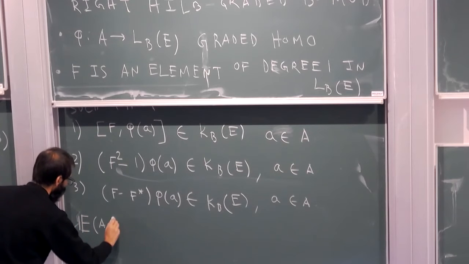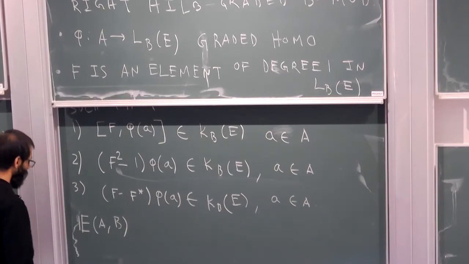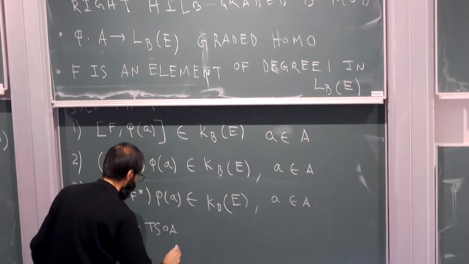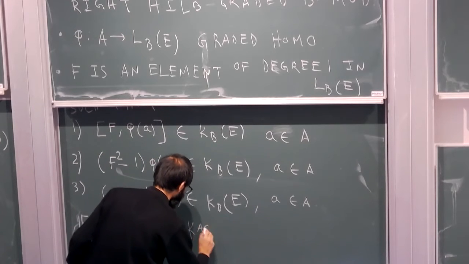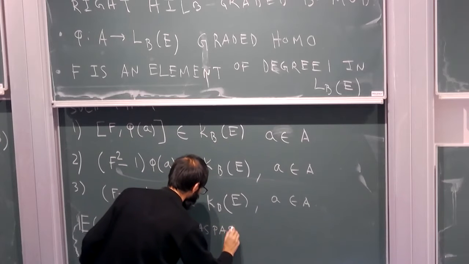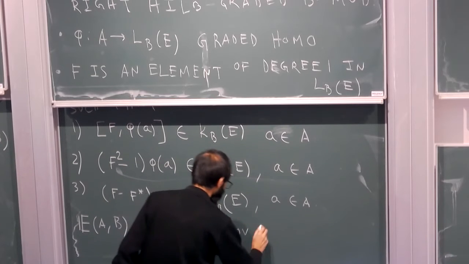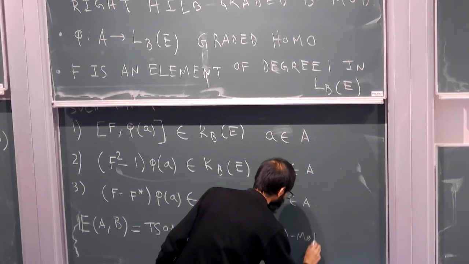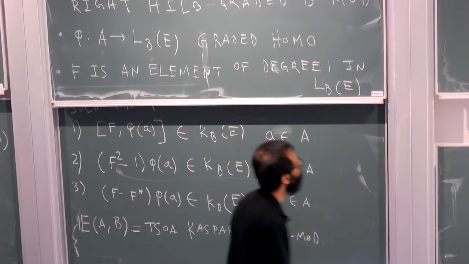So bold E of A comma B is the set of all Kasparov A, B modules.